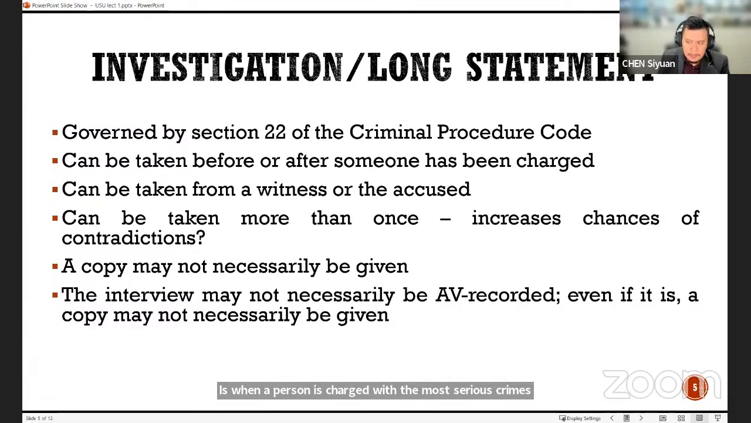Okay, and that means that evidentially, it's very hard to show that any sort of threat has been made against the accused.